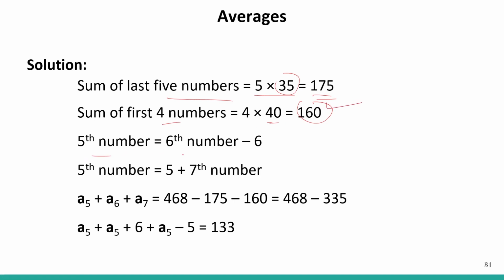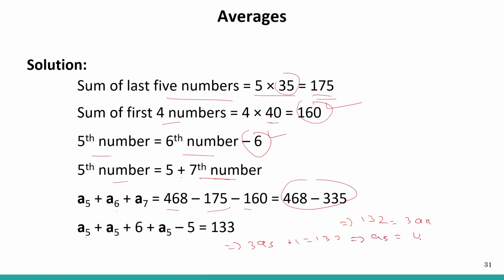So the 5th number is equal to the 6th number minus 6. That is what is given to us. And the 5th number is equal to the 7th number plus 5. So A5 plus A6 plus A7 is equal to 468 minus 175 minus 160, which is 468 minus 335, that is 133. So A5 plus (A5 plus 6) plus (A5 minus 5) is equal to this much. So 3A5 plus 1 is equal to 133. So this implies that 132 is equal to 3A5. So this implies that A5 is equal to 44.